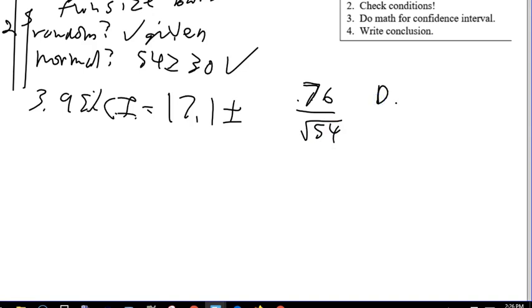Our degrees of freedom is 53, but we have to drop it down to 50 because there is no 53 on the chart. So we're going to look at our chart at the intersection of 95% and 50, which gives us 2.009.